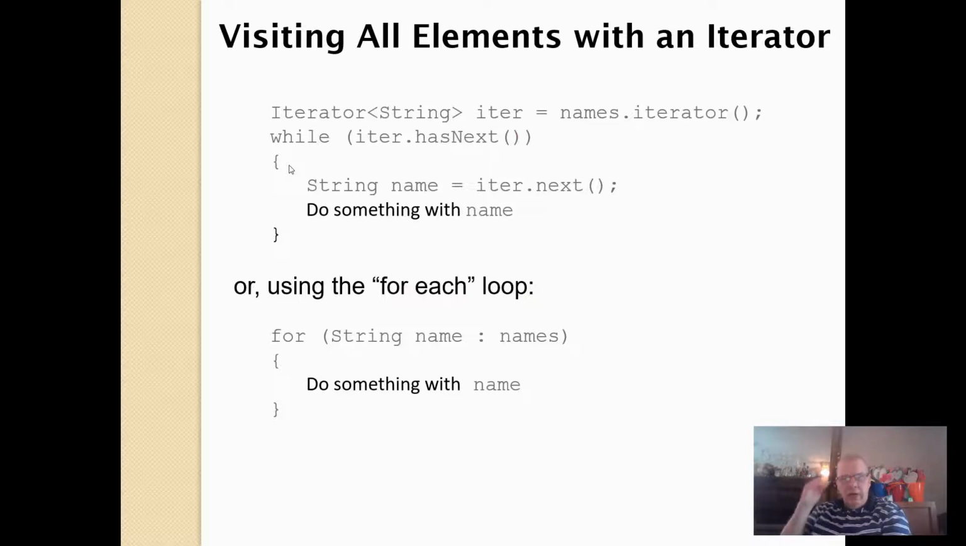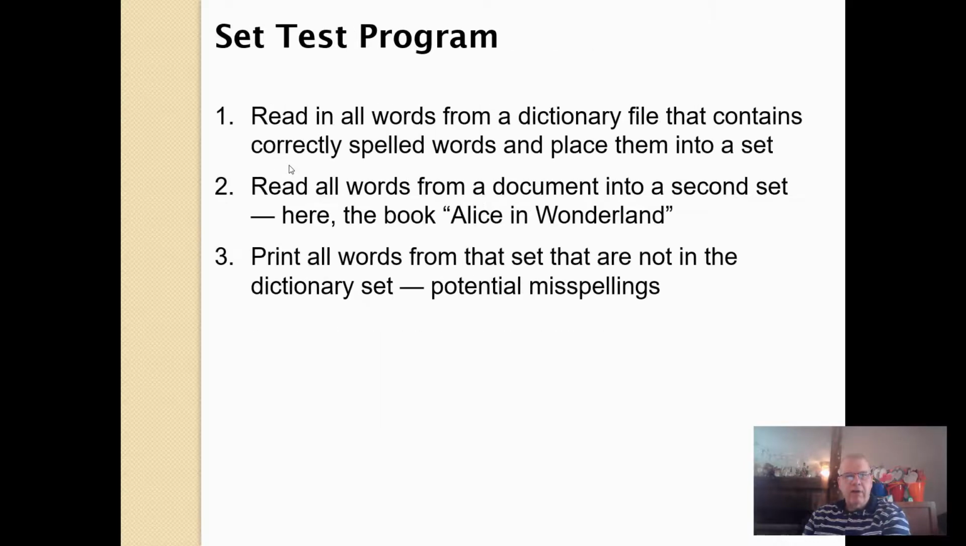When you visit all the elements with an iterator, you can go with a while loop: while the iterator has next, retrieve the next element. Has next, remember, is a question: does it have a next element? Or you can use a for each loop that does the same thing as long as it has an iterator.